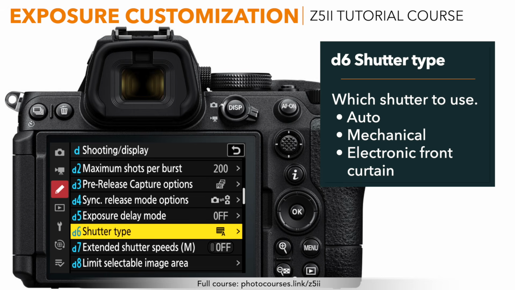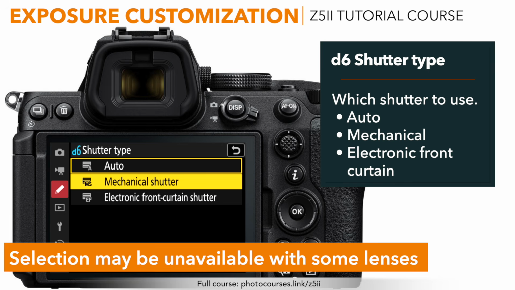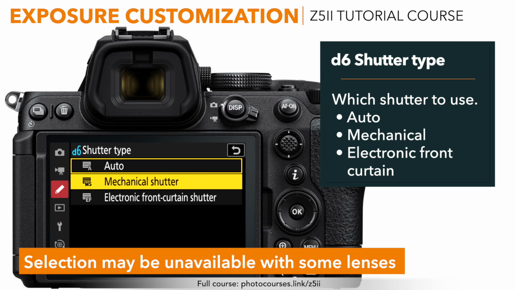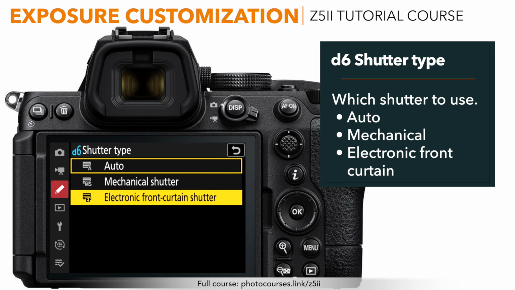Shutter type is where you will choose which type of shutter is used to start and stop the exposure. If set to auto, the camera is going to choose between either the mechanical shutter or the electronic front curtain shutter based on the shooting conditions, primarily like your shutter speed. If you just want to use the mechanical shutter only, you can set that here, and the maximum shutter speed available is 1/8000th of a second. If you want to use the electronic front curtain shutter, where the exposure starts with the electronic shutter and ends with the mechanical shutter, you can set that. However, here the shutter speed will be limited to 1/2000th of a second.